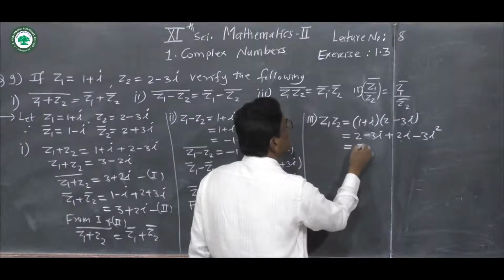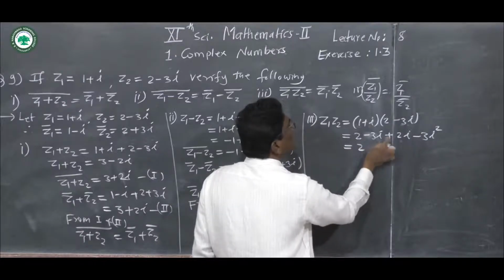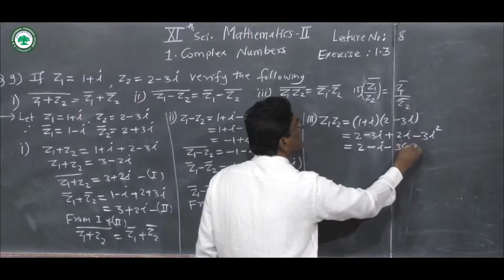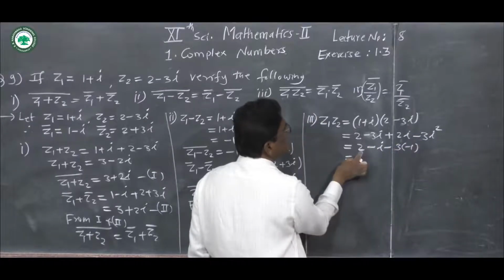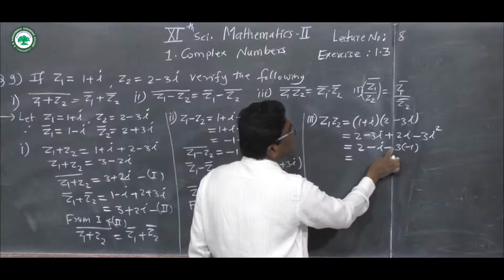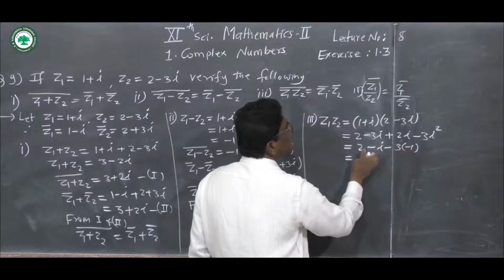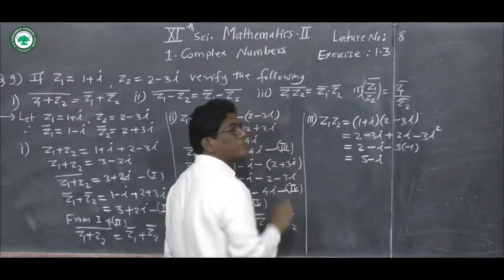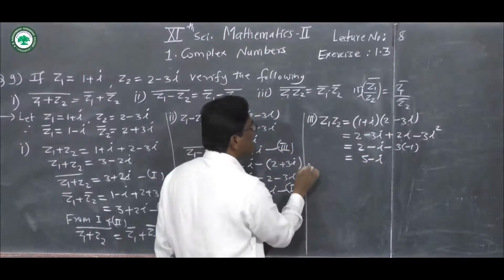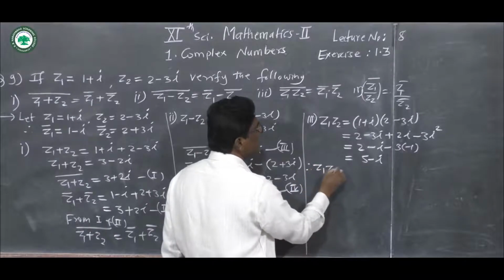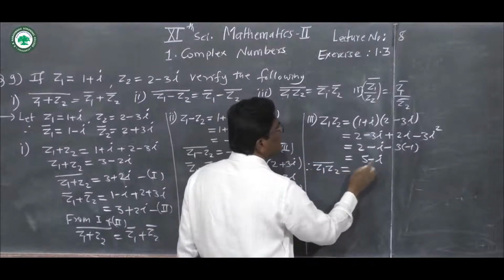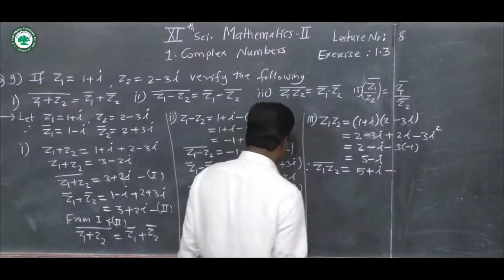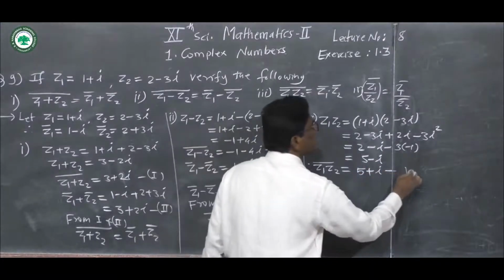So we get 2, then minus 3i plus 2i, it is minus i, and minus 3 times i square, where i square is minus 1, so plus 3. Now this 2 and this plus 3 are real. 2 plus 3 is 5. So it is 5 minus i. This is z1 z2. Now take its conjugate, and therefore we get z1 z2 bar is equal to, we change the sign of i, 5 plus i. We call this equation number 5.